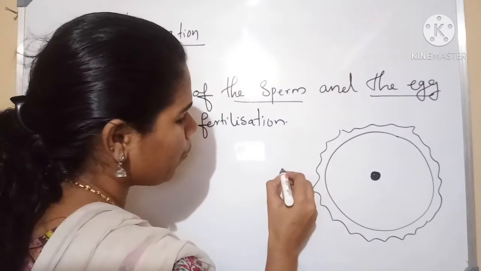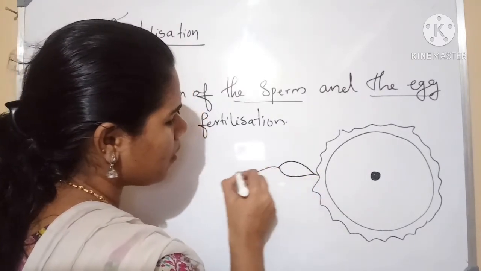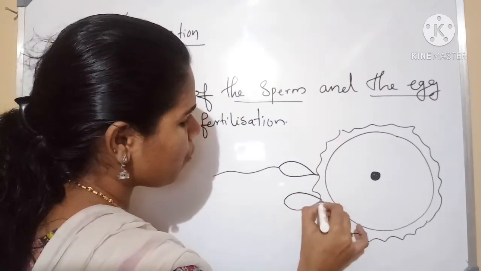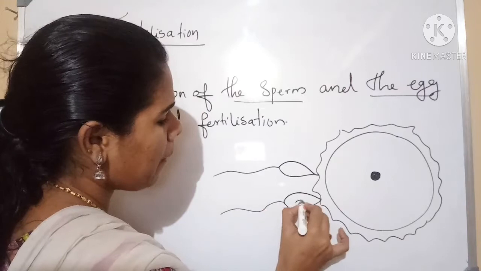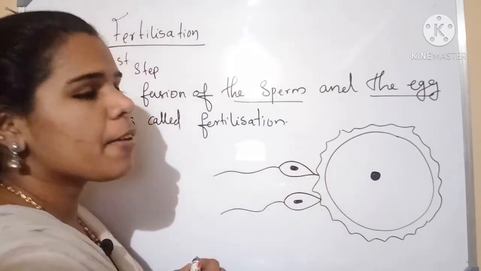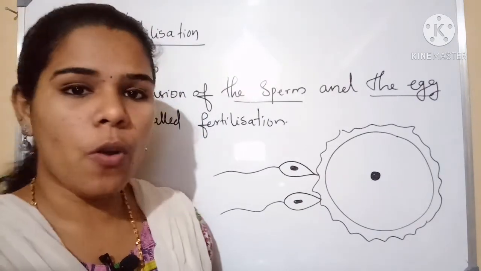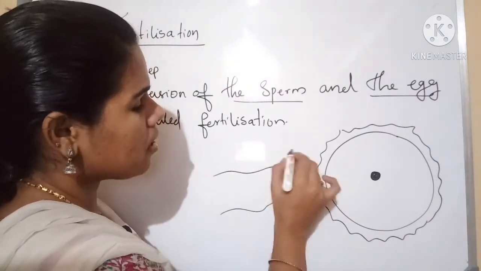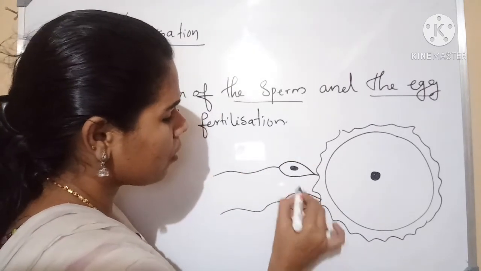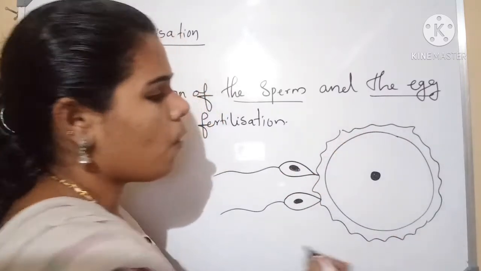And you know, at a time the male reproductive organ releases millions of sperms. Okay, so the sperms attack, they touch the surface of the ova.